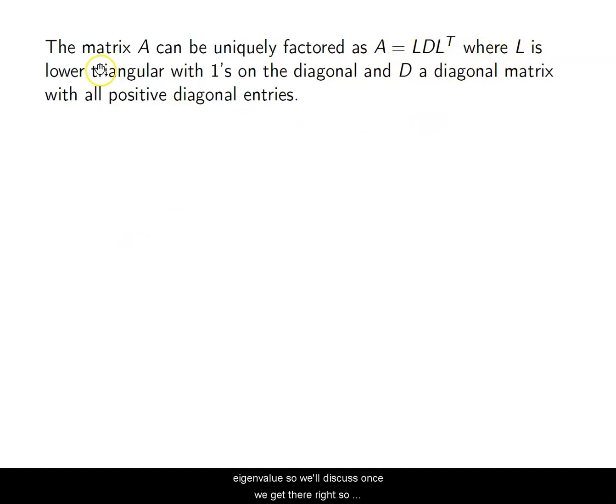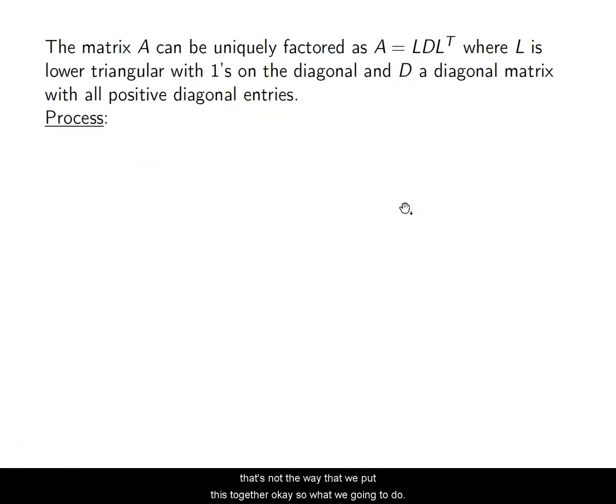So here, L is lower triangular, and it's going to have ones on the diagonal. Okay. D is going to be a diagonal matrix with positive diagonal entries, and it just so happens that those entries will also be the eigenvalues, although that's not the way that we put this together. Okay, so let's go over the process here.